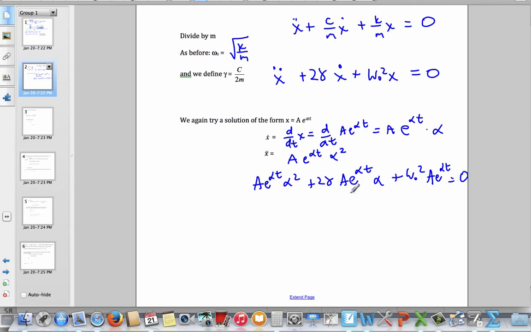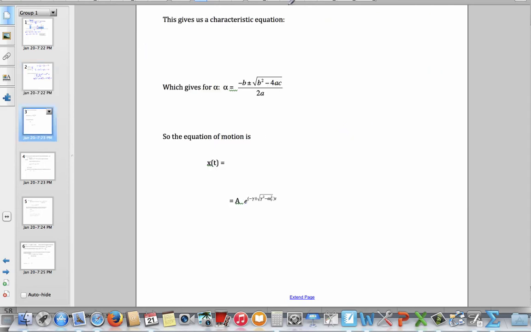So we see there that a e to the alpha t is a common factor, so I can factor it out, and it'll never be 0, so I can divide by it. And I'm left with an equation that must be true in order for this to be a solution. So it's a relationship that's going to tell us something about what alpha is, because a is going to be set by the initial condition. It's alpha that we want to figure out. So this is called the characteristic equation.